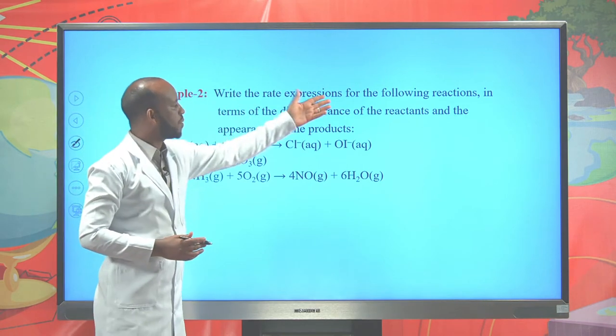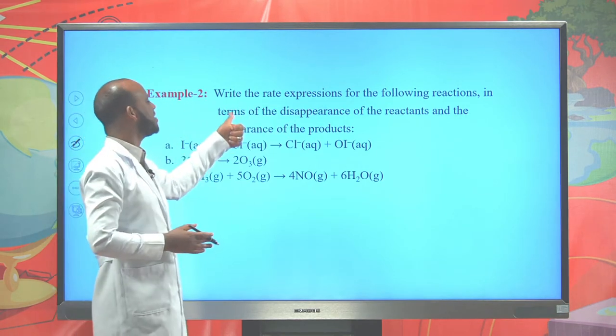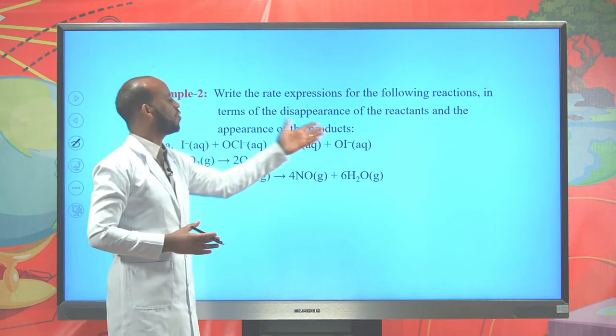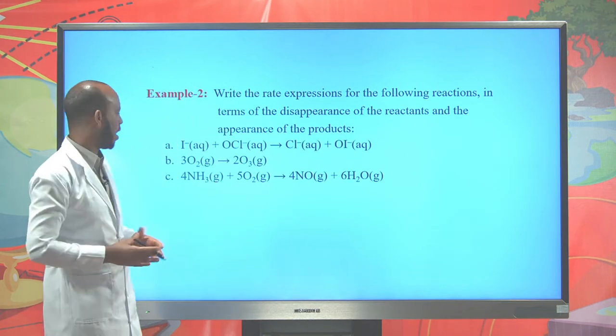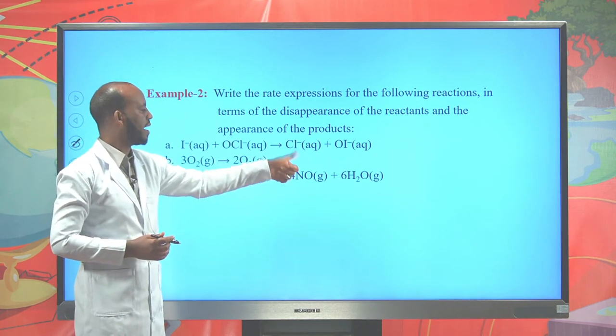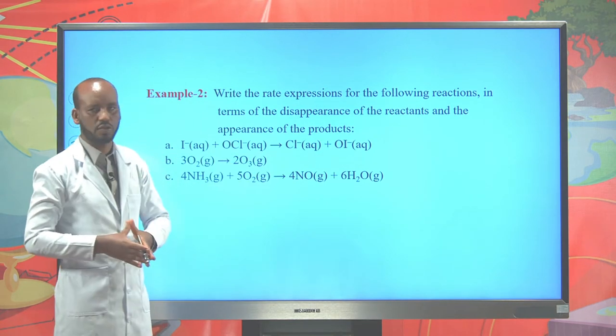Example 2, write the rate expressions for the following reactions in terms of disappearance of the reactants and the appearance of the products. A, I minus plus OCl minus gives Cl minus plus OI minus.